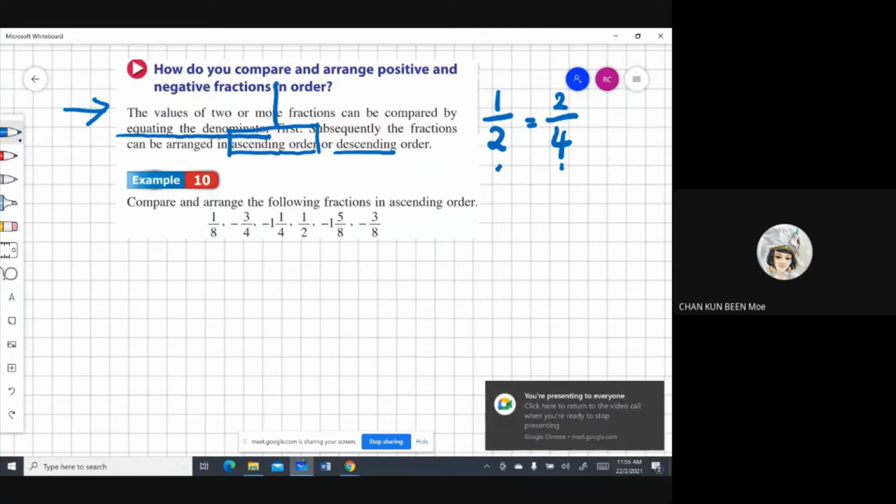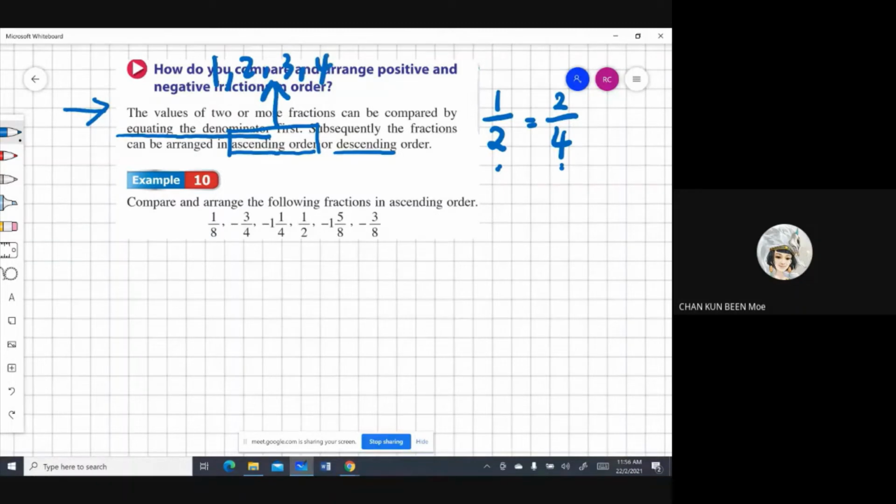Increasing, meaning that the number is getting bigger. It's like this 1, 2, 3, 4, 5. It's getting increased. Whereby for decreasing, it's getting smaller. For example, 5, 4, 3, 2, 1, 0, negative 1, negative 2, and so on. The number is getting smaller.